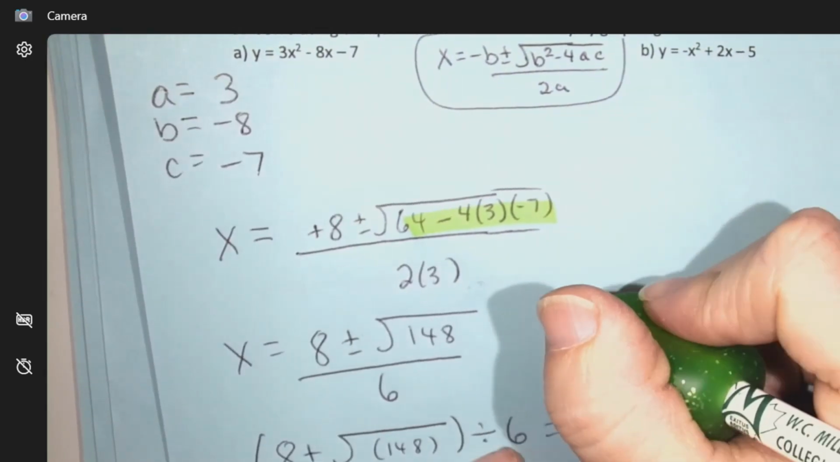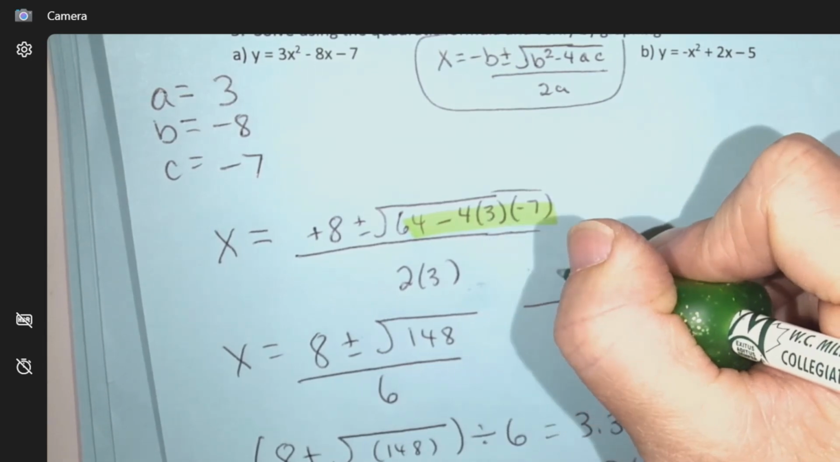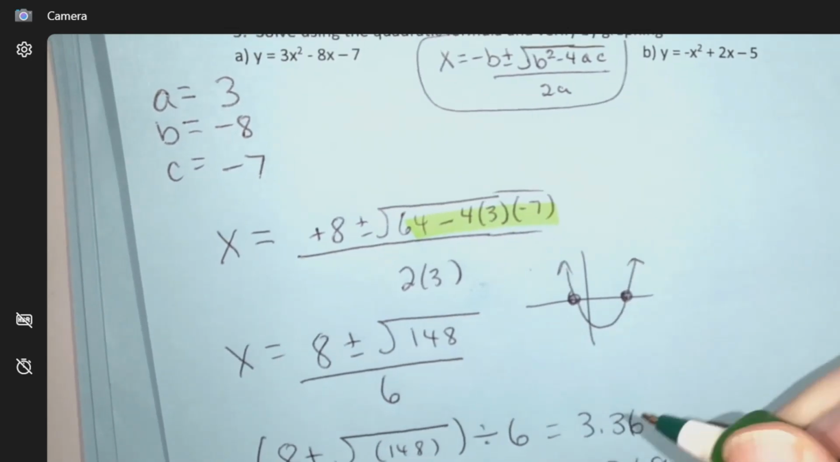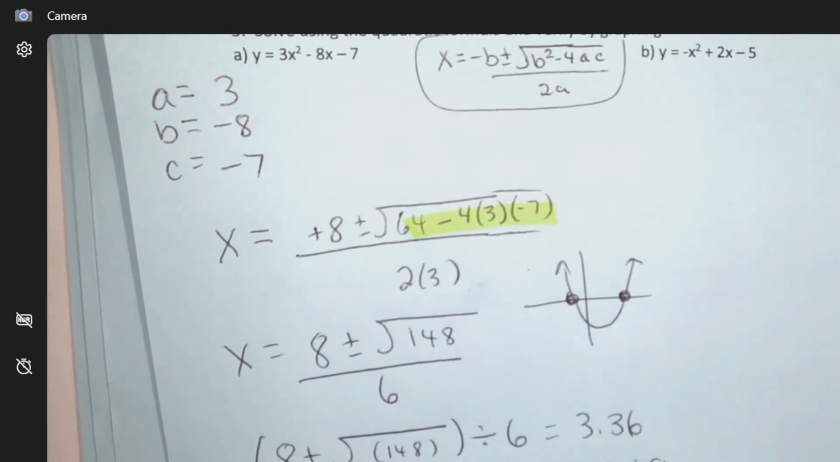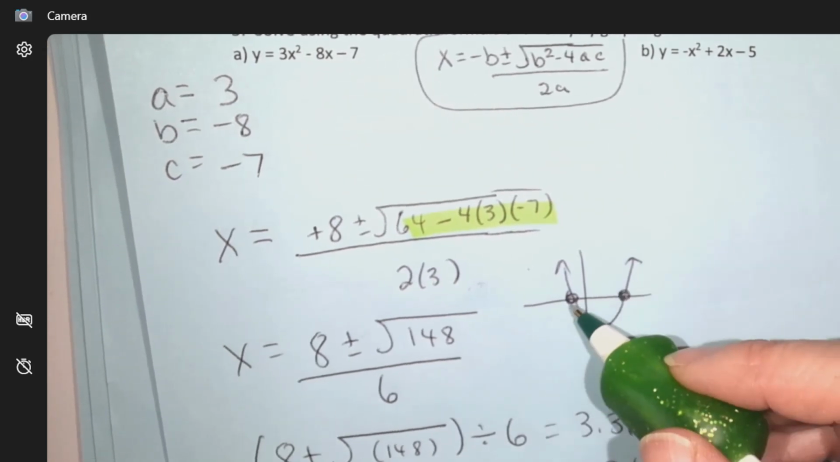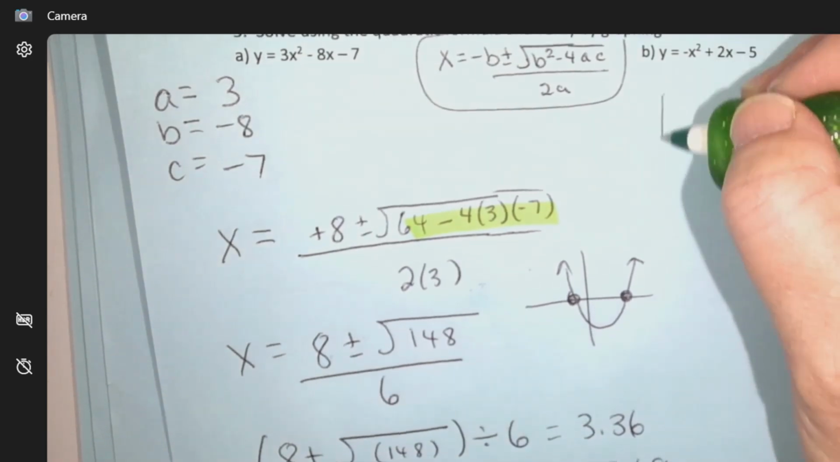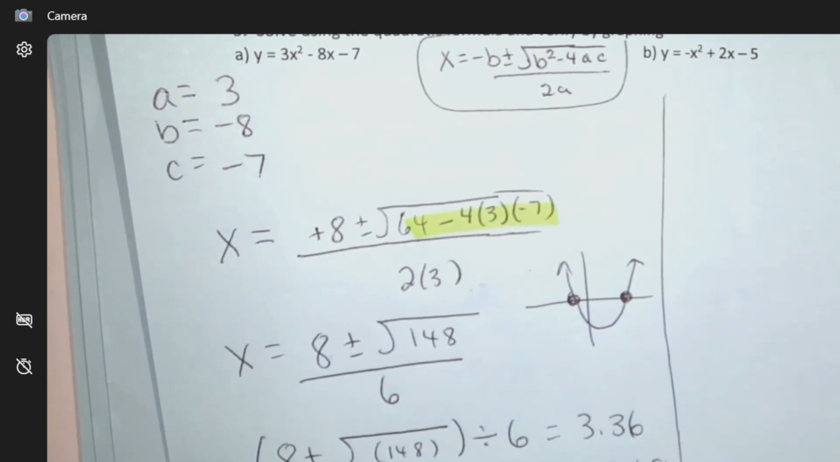Okay, understanding what this means, right? These are the x-intercepts on my graph. This is what it's telling me. This one is at 3.36. This one's at negative 0.69. So what can I do? I have my calculator. I can check my answer, graph it, calculate zero, left, right, and I will get the same answer. Okay, but you still have to show me all your steps with your quadratic formula. But you should know the answer because of your calculator, okay?